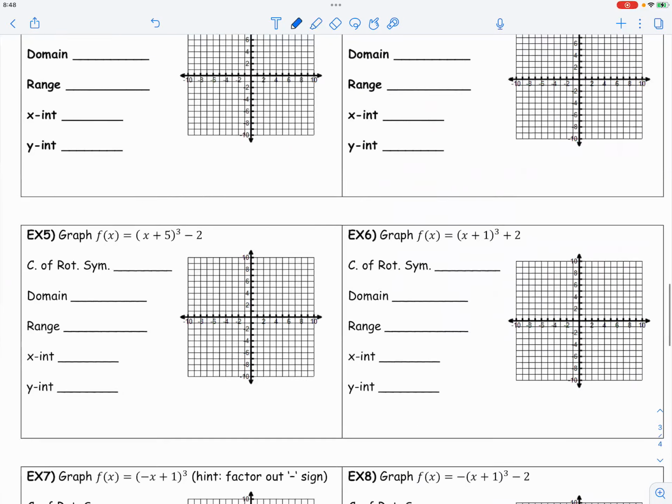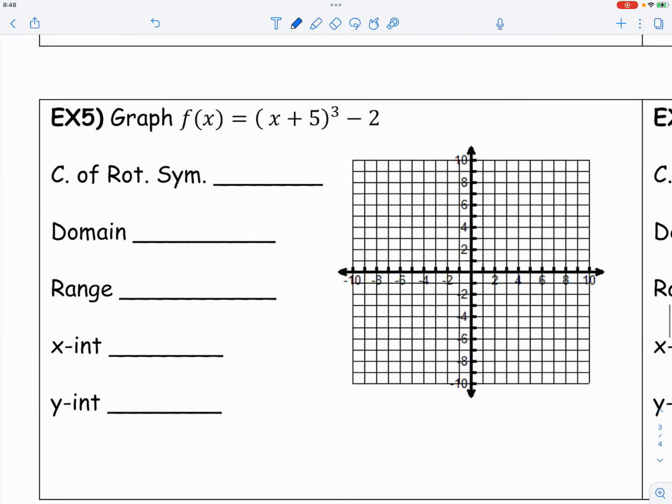All right. And then for example number 5, plus 5 here means left 5 units. And then minus 2 means down 2 units. So if you are able to say all these confidently, that would be brilliant.